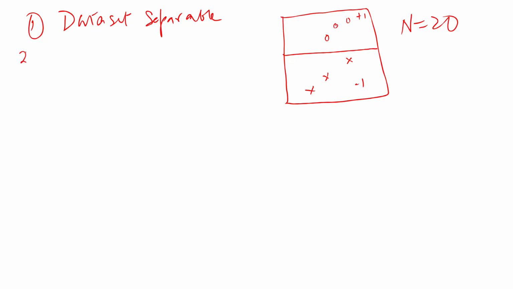Then in step 2 of the experiment, randomly generate around 50,000 separating hyperplanes for that data set. By randomly, it means that with some different b's and w's, you'll get different separating hyperplanes. So randomly generate 50K separating hyperplanes.